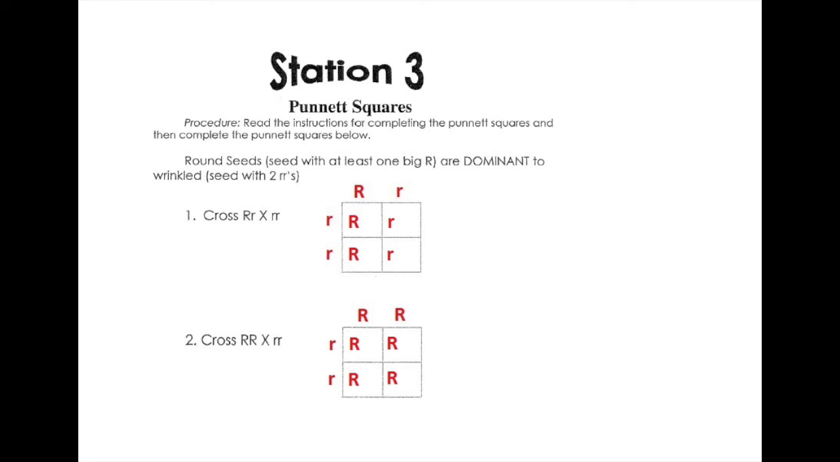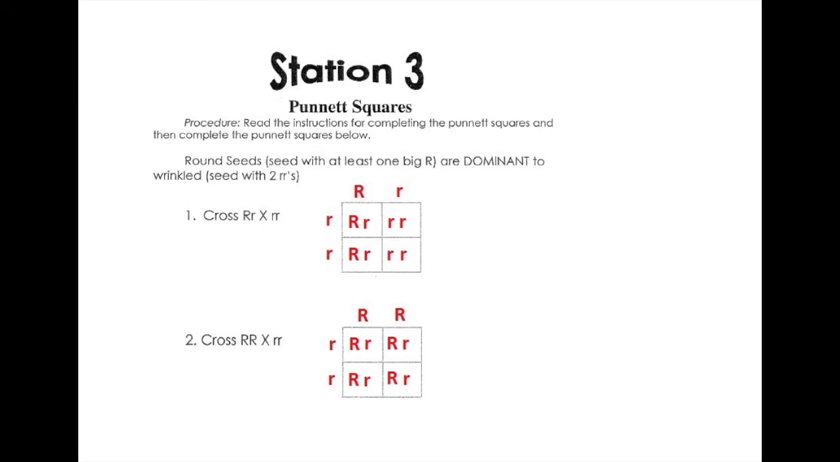Then you drop the genome from the top down. So the capital R's on the top go down, the lowercase r on the top goes down, and then for number 2, both of the top capital R's get dropped into the boxes below. And then you do the same on the left-hand side. You bring the lowercase r's over, the dad genes over, and they fill in the boxes.